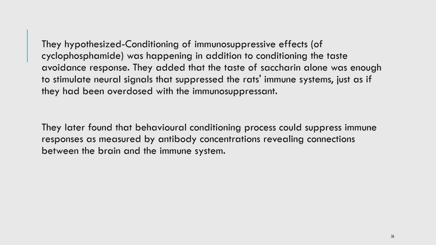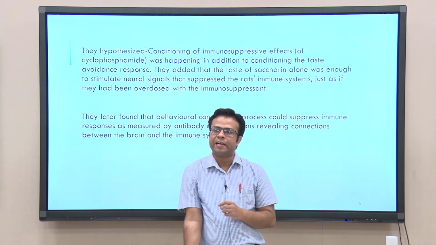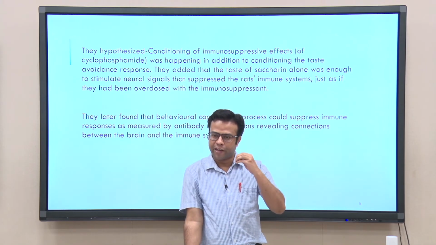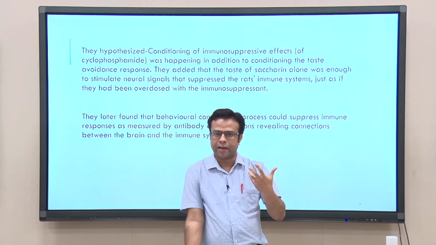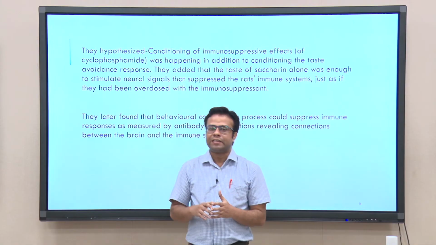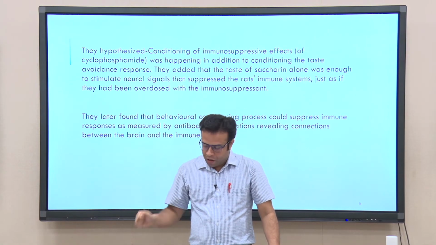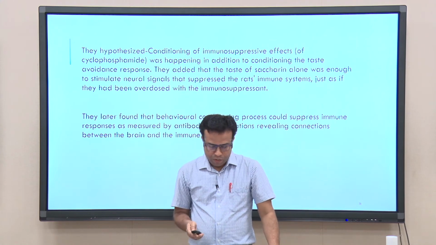They later found that the behavioral conditioning process could suppress immune response as measured by antibody concentrations, revealing connections between the brain and immune system. Later, much research confirmed, even in animals and humans, that psychological factors, particularly negative emotions and stress, can signal the brain to suppress the immune system. So we will see some of the later findings now.